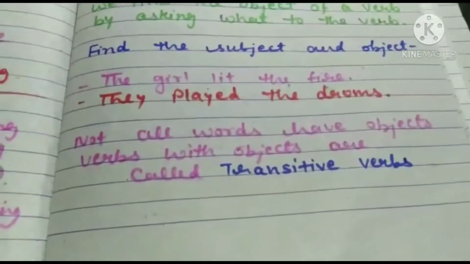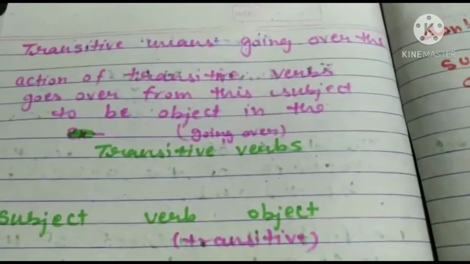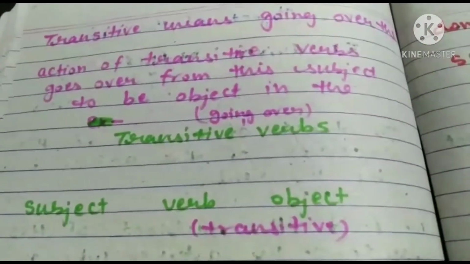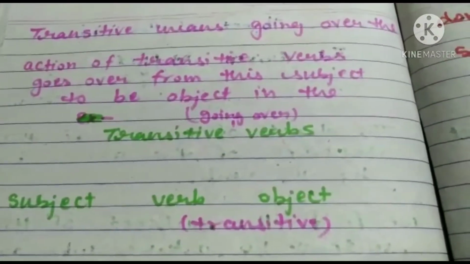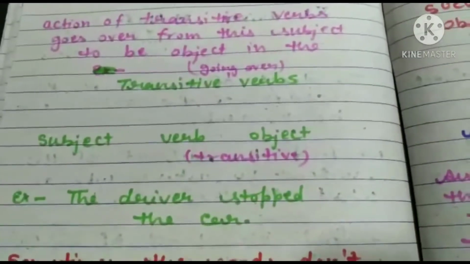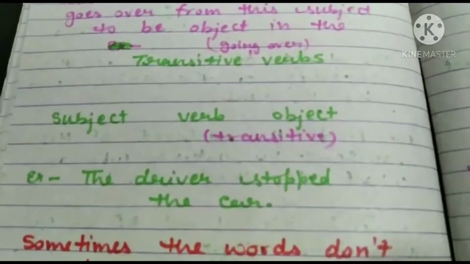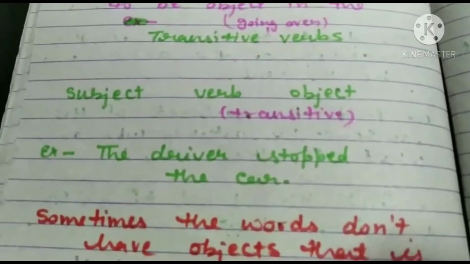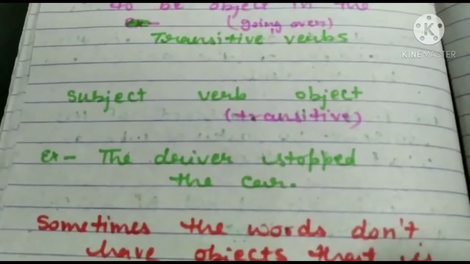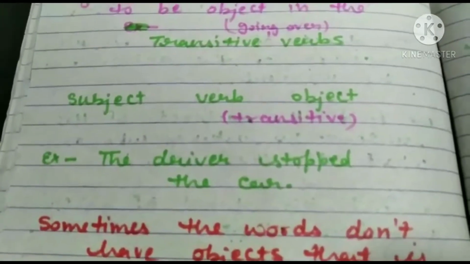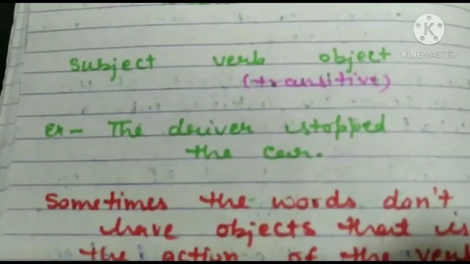Not all words are objects. Verbs with objects are called transitive verbs. Transitive means going over. The action of a transitive verb goes over from the subject to the object. You can see here: the driver stopped the car. The action of stopping goes over from the driver to the car. The verb stop is a transitive verb. The driver is the doer of the action, and the car is the receiver of the action.